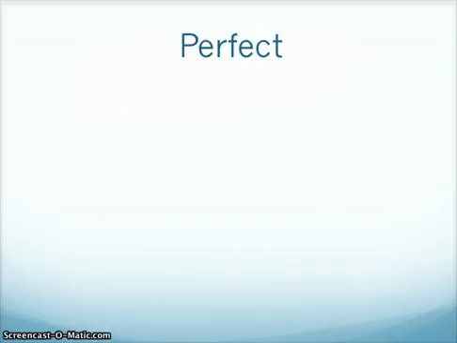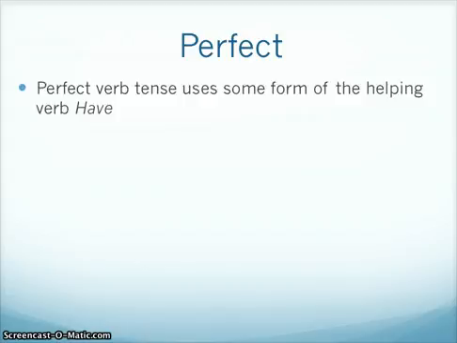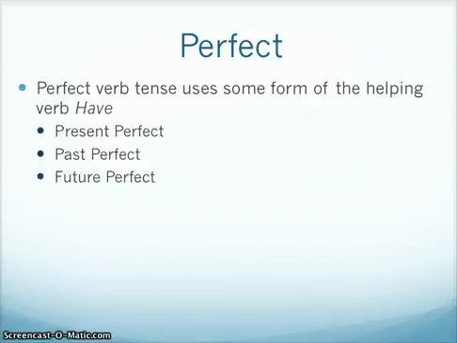Okay, now we're going to move on to what's called the perfect tense. I have absolutely no idea why it's called perfect, but you need to know that perfect verb tense uses some form of the helping verb have. So have is associated with perfect tense. That's what you need to take away from this. And again, we will have the present perfect, past perfect, and future perfect.